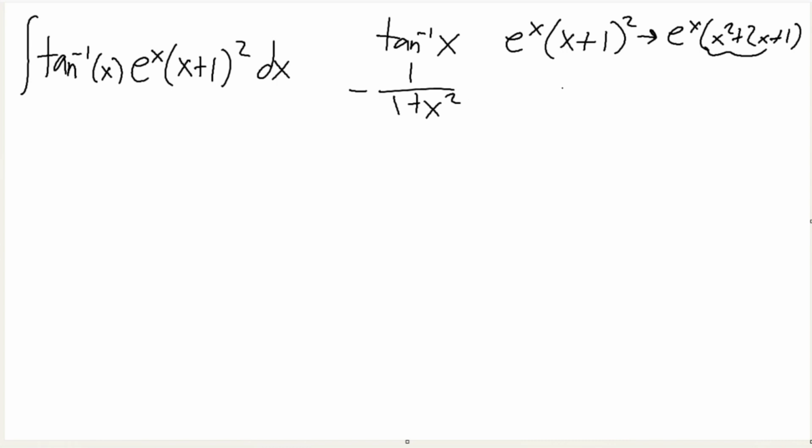So let's go ahead and integrate by parts. This becomes x squared and then plus 1. Oh wow, x squared plus 1 cancels out. And so it's just minus e to the x. Alright, well there you go. That's my answer.